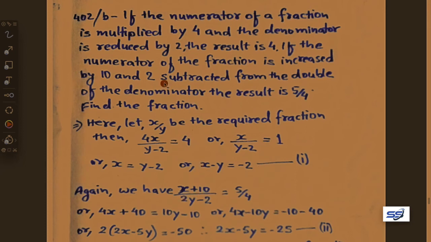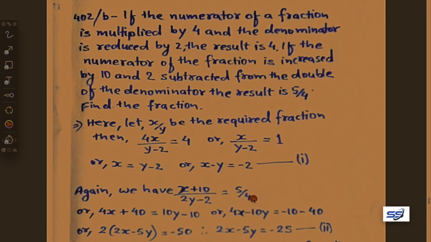x plus 10, and 2 is subtracted from the double of the denominator. Double of the denominator means 2y minus 2. So our fraction becomes x plus 10 upon 2y minus 2 equal to the result. The result is 5 upon 4. Here equal to 5 upon 4.